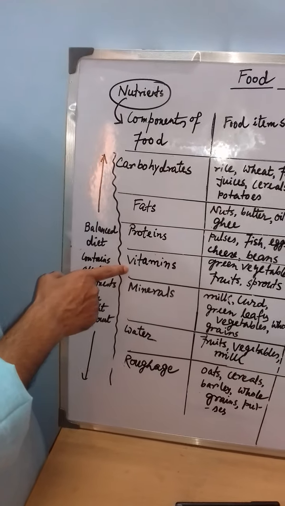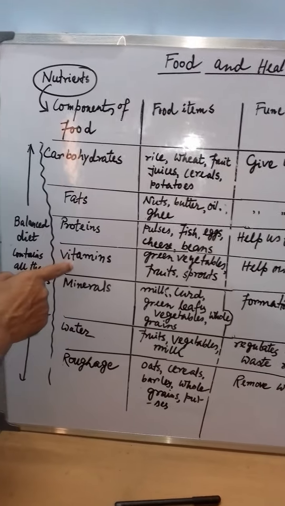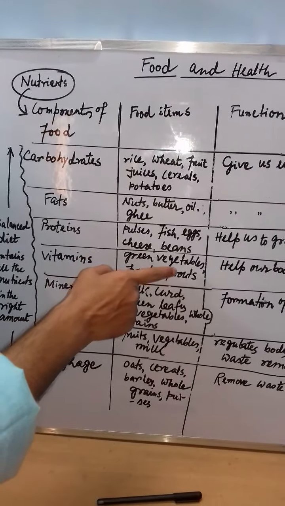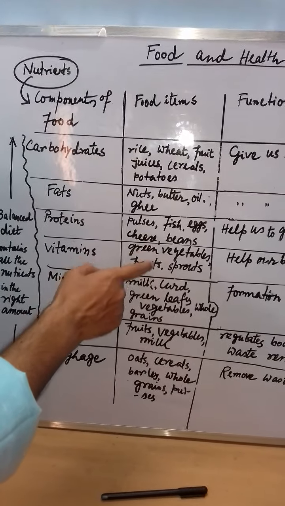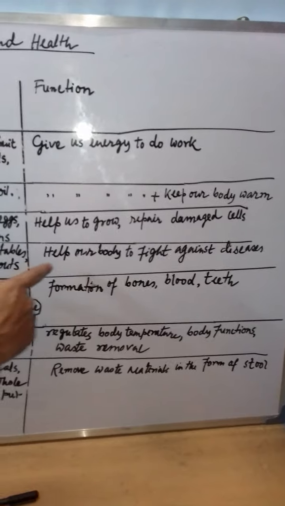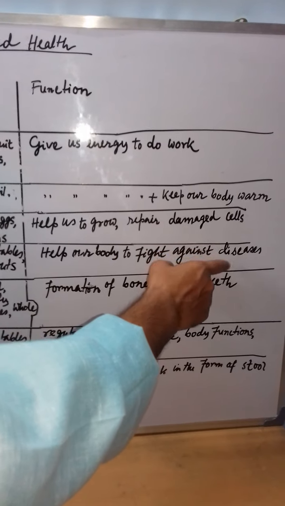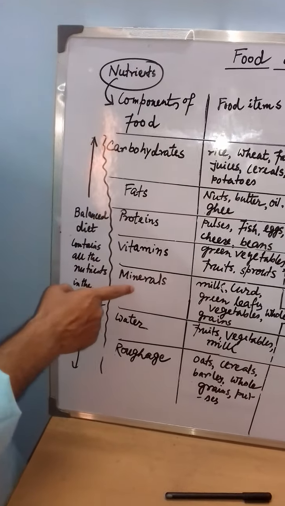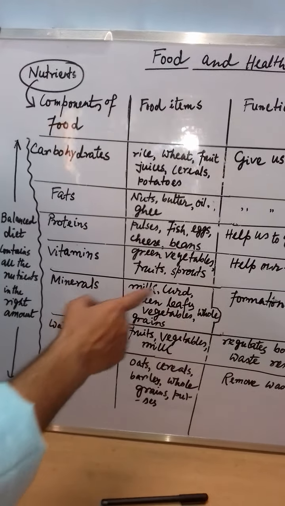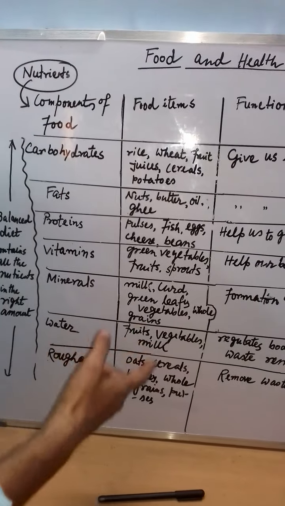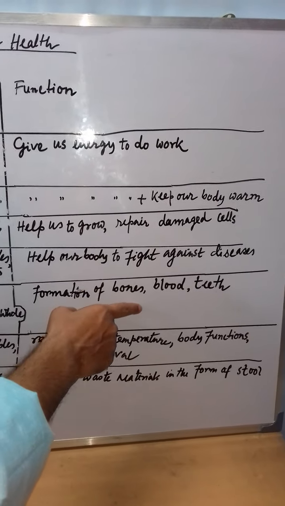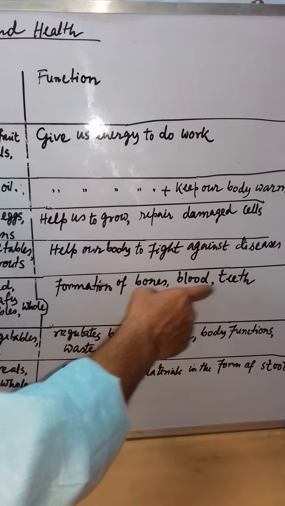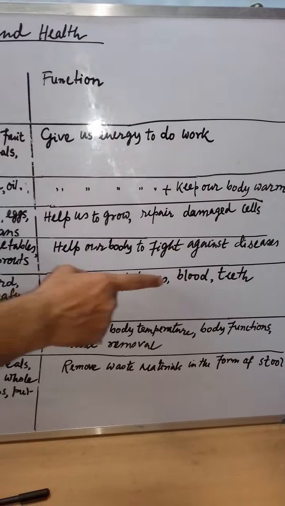Next is the vitamin. And where can you find vitamins? Green vegetables, any kind of seasonal fruit and sprouts. And what is the function of vitamin? It helps our body to fight against germs or disease. Next is minerals. The food items containing minerals are milk, curd, any green leafy vegetables, whole grains, etc. The function of these minerals: formation of bones, formation of blood and teeth, healthy teeth.